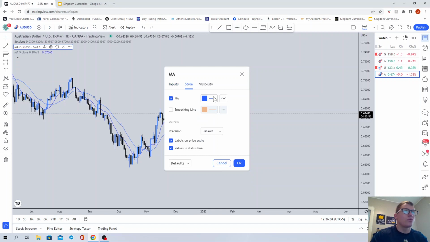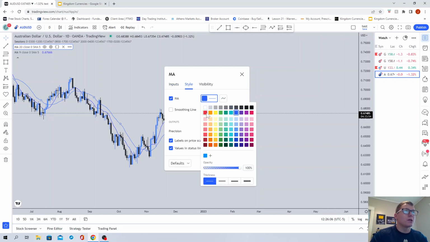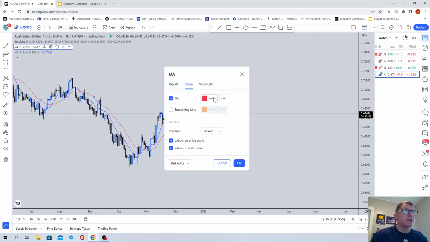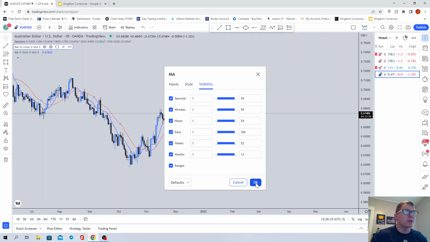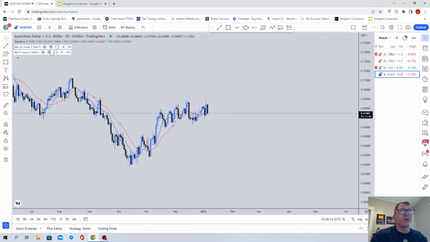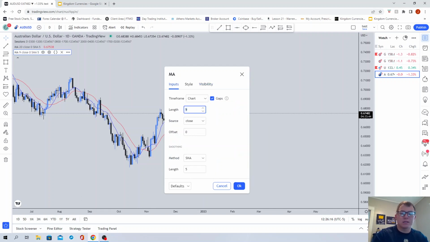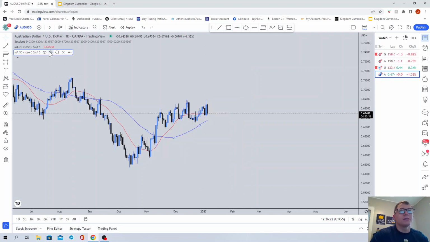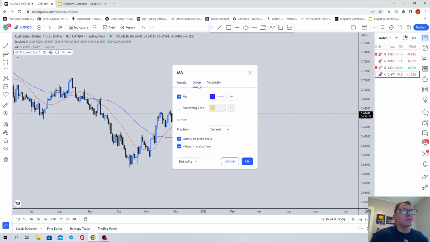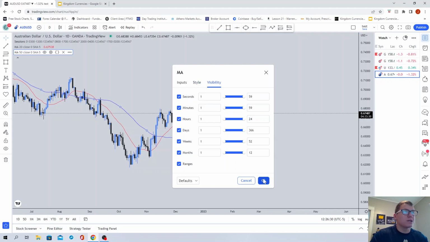And then I like my 20 to be red. Okay, so I'm going to change the color to red. And then just copy and paste the settings. If you need to, pause the video. Okay, and now the other one I'm going to change. Click the settings, go to inputs, change this length to 50. Okay, so now I have a 20 and a 50. I'm going to click OK. Oops, my bad. I'll go through these settings so you can pause the video if you need to. And then I like my 50 to be blue. Pause the video if you need to.